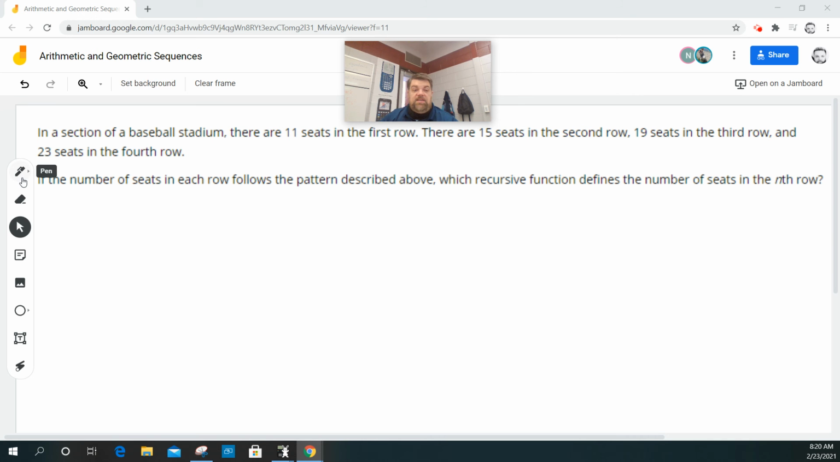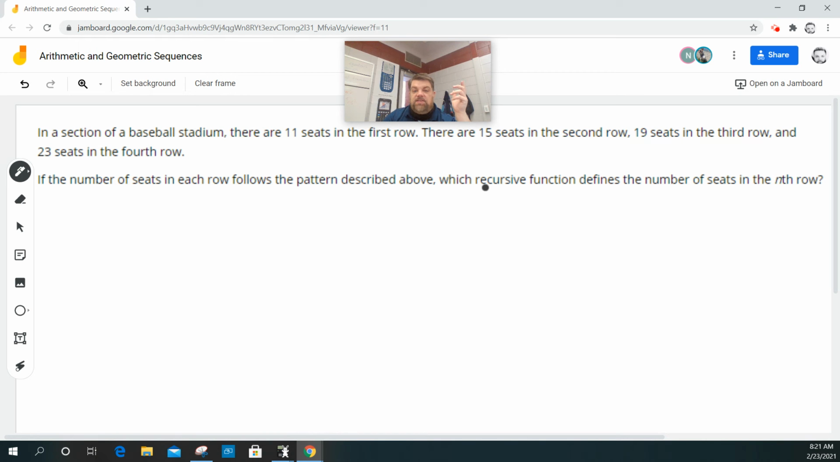Okay, for this one it says, in a section of a baseball field or baseball stadium, there are 11 seats in the first row. There are 15 seats in the second row, 19 in the third, 23 in the fourth. So this stadium kind of goes like this, and you have more seats for each corresponding row. So let's write the sequence out, and then we'll look to see if there's a pattern.